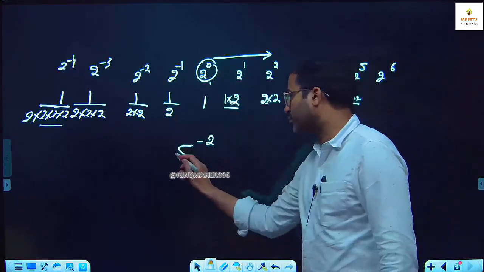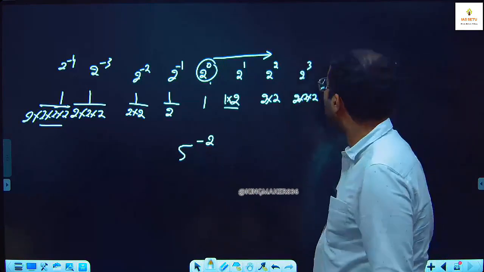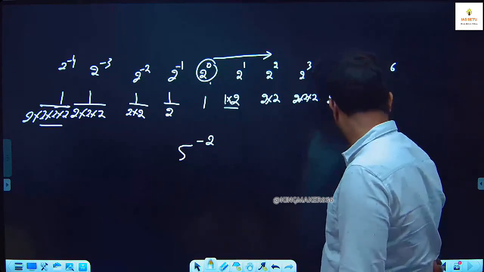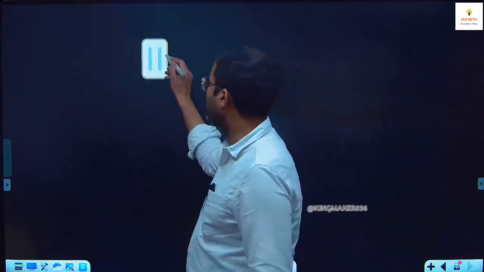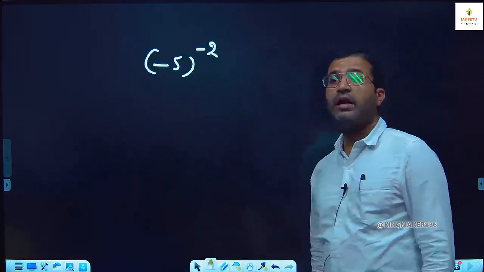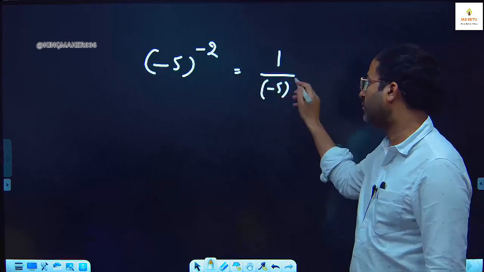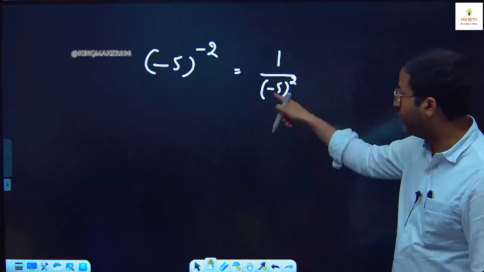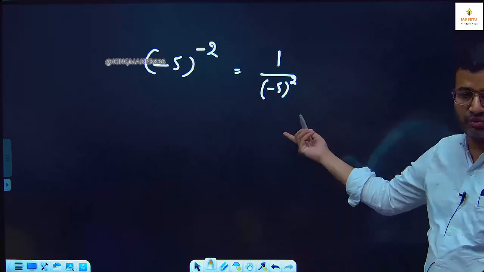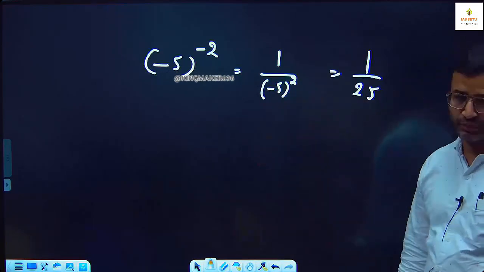He is asking to take it as -5 to the power -2. What has happened to it? -5 to the power -2. Yes, what should it be? It will be 1 upon -5 to the power 2. And what will be -5 to the power 2? +25. 1 upon 25. I told you it depends.